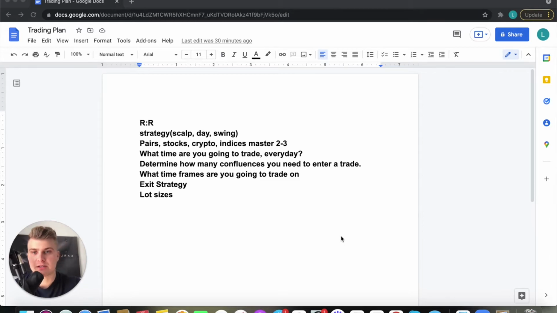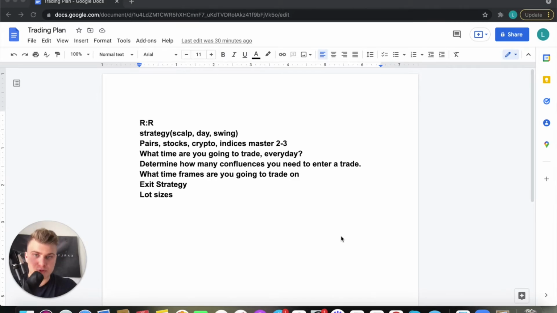So the next one is going to be determine how many confluences you need to enter a trade. A confluence is, let's just say you're looking at a chart and you see a certain pattern, and then you look at the RSI, it's in your favor, and the moving average is looking good too. That would be 3 different confluences, and those confluences would lead you to believe that this is where a trade's going to go.